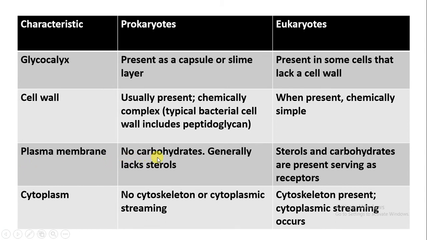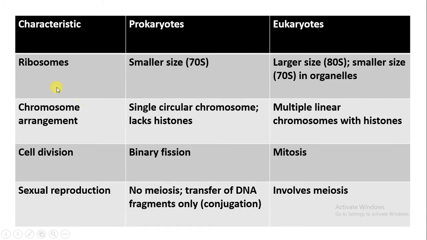Next is about the plasma membrane. So in prokaryotes, no carbohydrate is present in plasma membrane, generally lacks sterols. And in eukaryotes, the plasma membrane, it has sterols and carbohydrate, which act as receptors. Next is cytoplasm. In the cytoplasm in prokaryotic cell, there is no cytoskeleton or cytoplasmic streaming. Next, in the eukaryotes, in the cytoplasm, there is presence of cytoskeleton like the microfilaments, microtubules, intermediate filaments, and cytoplasmic streaming do occur in eukaryotes.